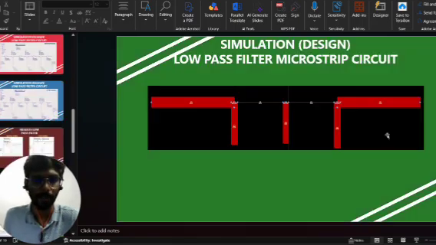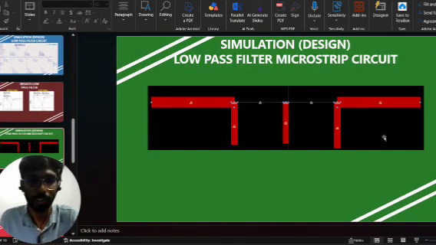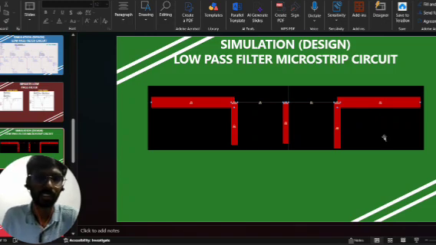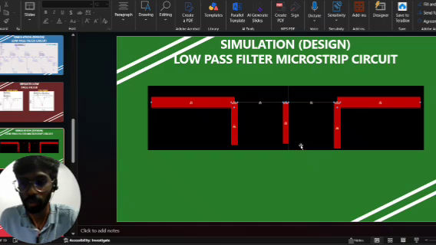Here is the last part for the low pass filter. This figure shows the final physical microchip layout. So the wide open stub acts as a shunt capacitor, while the narrow transmission line here represents the high impedance unit elements, and this layout can be directly fabricated on a PCB. Okay, so that's all for the low pass filter.